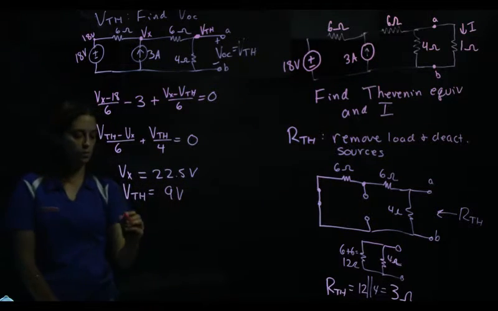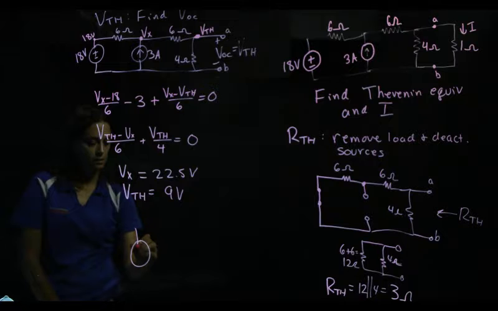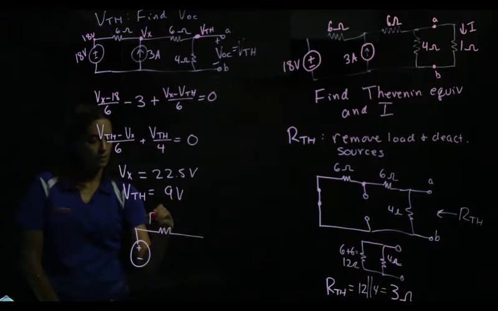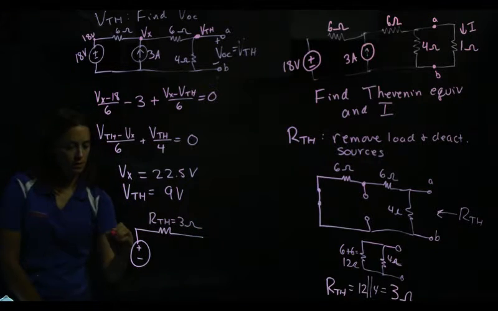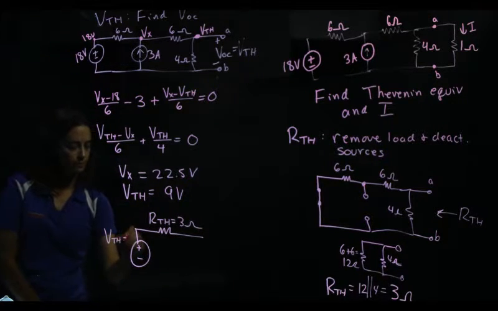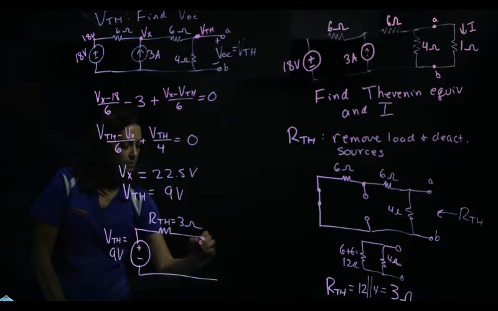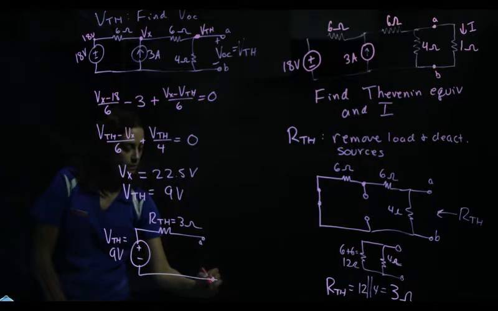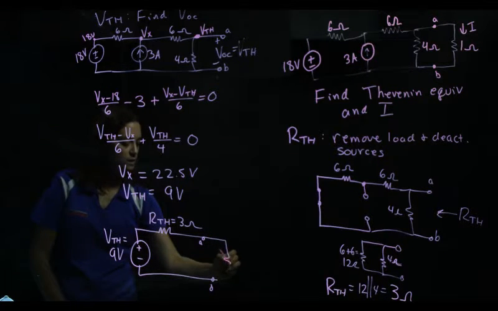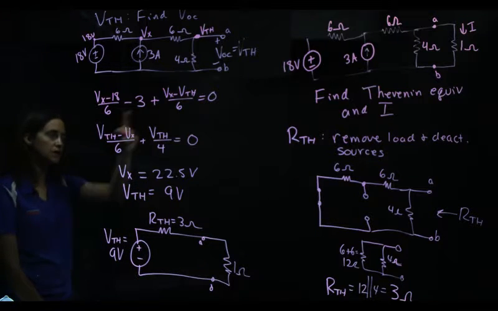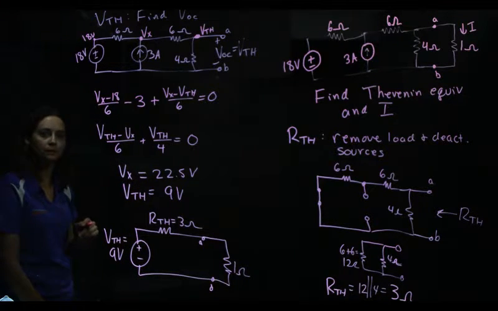So my Thevenin equivalent looks like this. R Thevenin is 3 ohms, V Thevenin 9 volts, and it's going to my load, which is after AB, at 1 ohm. So there's my new circuit. These two circuits say the exact same thing.